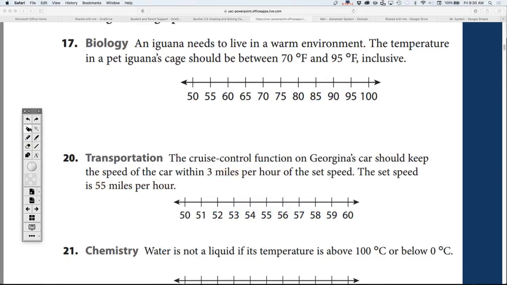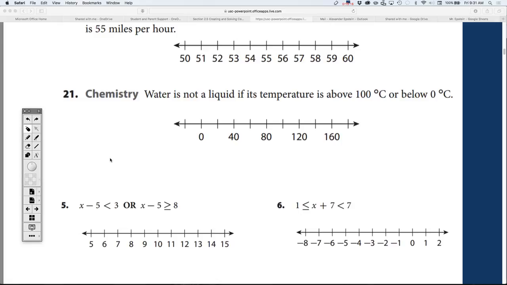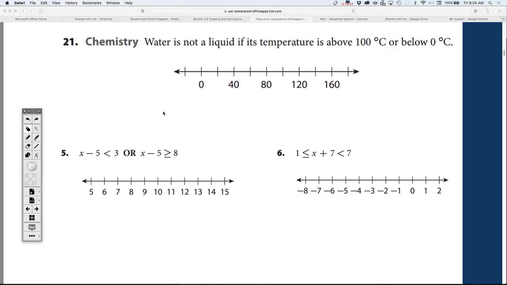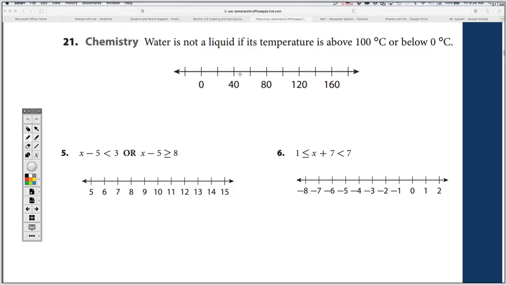Okay. Water is not a liquid if its temperature is above 100 degrees or below 0 degrees Celsius. Okay, show that. Go ahead and answer it the same way. Okay, when you're doing 21, if you found out that this isn't the similar kind of answers where you have 0 and 100 here and it's in between, then that's good. This wouldn't be the right answer.